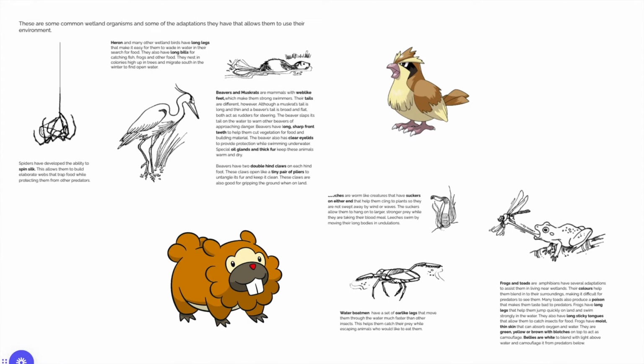Okay, so I've provided you some Google Slides which have common wetlands animals and explains the different adaptations that they have and what they are for. So you're going to use those Google Slides to do some research and decide on 3 to 5 adaptations that your Pokemon is going to have.